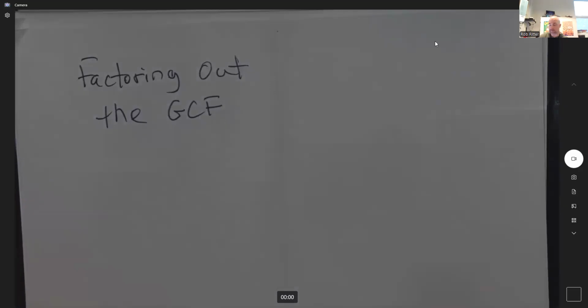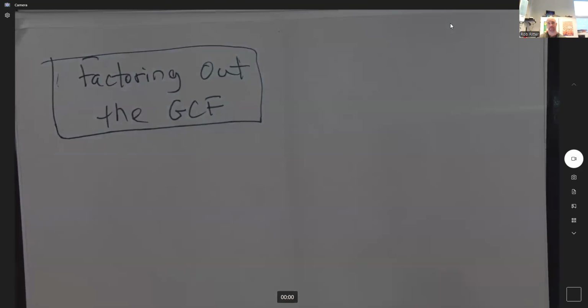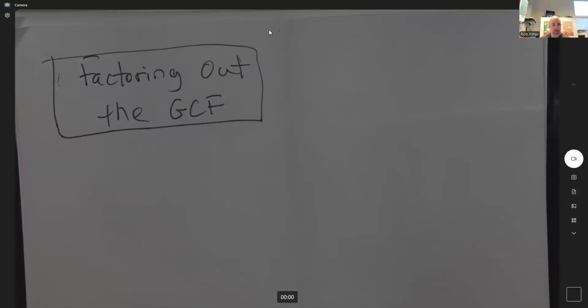And so this is actually the very first step in any factoring problem that we'll be doing in here, whether we're factoring a trinomial, or just a binomial, or maybe even a four-term polynomial. We need to be able to factor out the greatest common factor. So we're going to look at just a couple quick examples of this that you should write down.